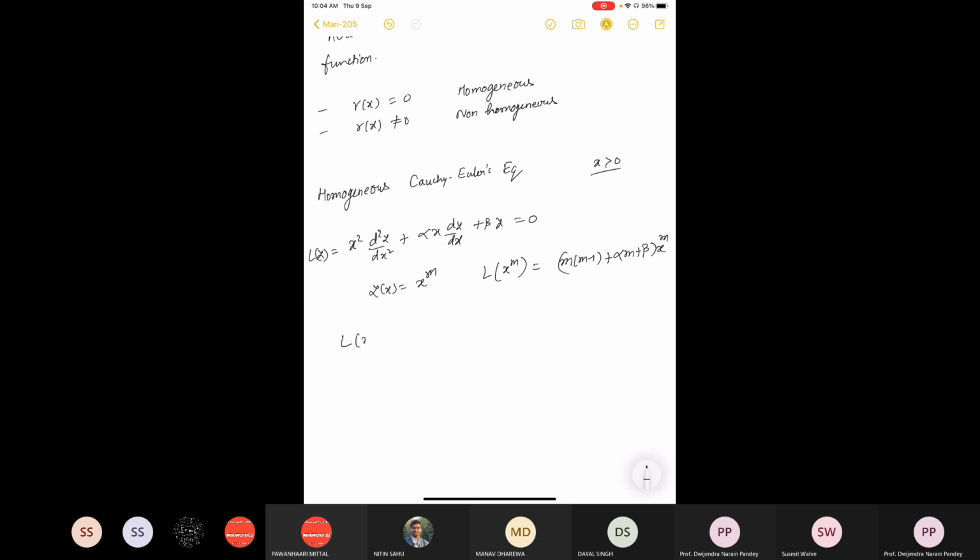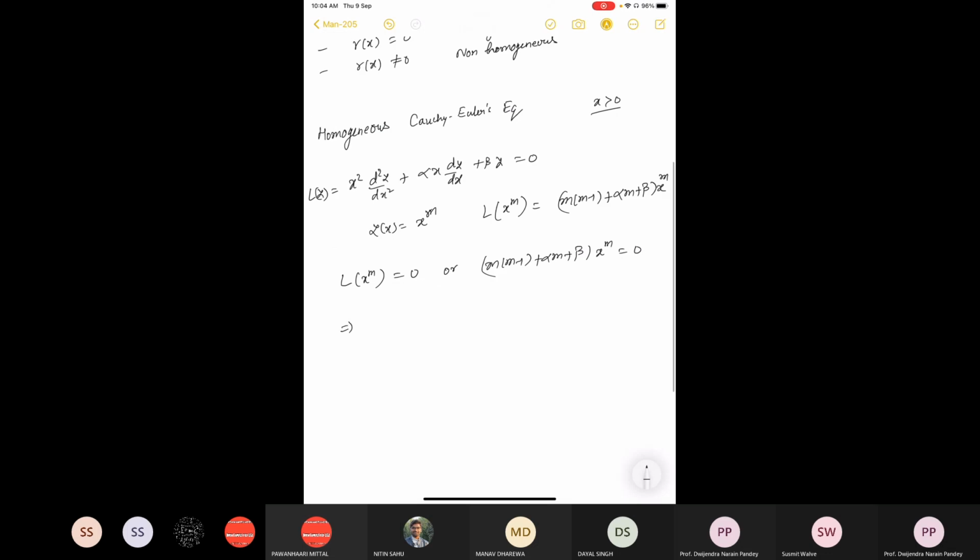So it means that x^m is a solution if L[x^m] is equal to 0, or you can say that m(m minus 1) plus alpha m plus beta into x to power m is equal to 0. Here x to power m is non-zero because x is greater than 0. So the only possibility is that x to power m is a solution if m(m minus 1) plus alpha m plus beta is equal to 0, which we call the auxiliary equation. So this we have already done. Okay, auxiliary equation. Or sometimes we also call it the indicial equation.